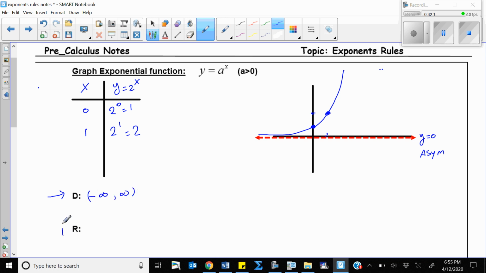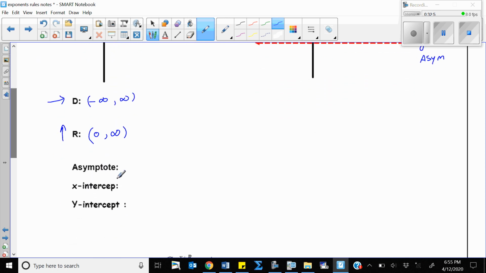How about the range? Range is about the y values, so I move from bottom to top. As I move from bottom to top, I see that there's nothing defined for negative y's. It's going to start from all the positive values after 0. So it's going to start from 0 and go to infinity, but the 0 itself is not included. So I'm going to put a parenthesis instead of a bracket here. So that will be the range of the function. The asymptote, as we just said, is y equal to 0.